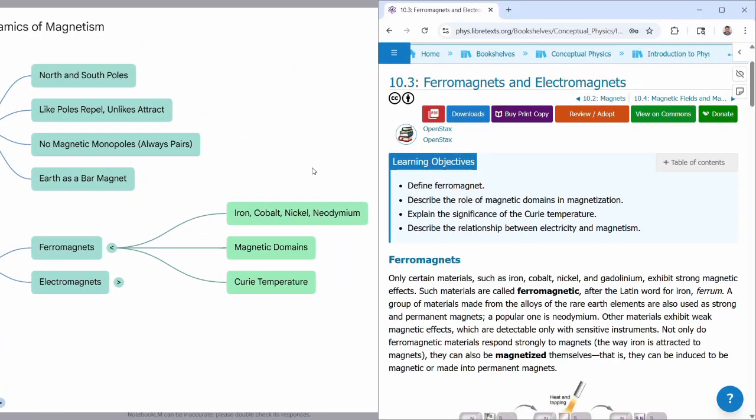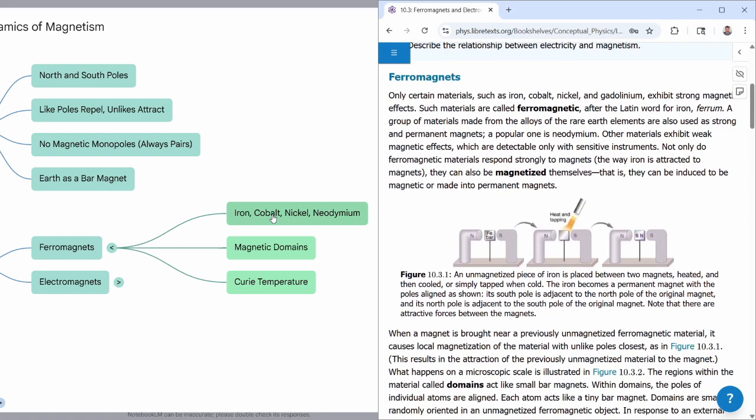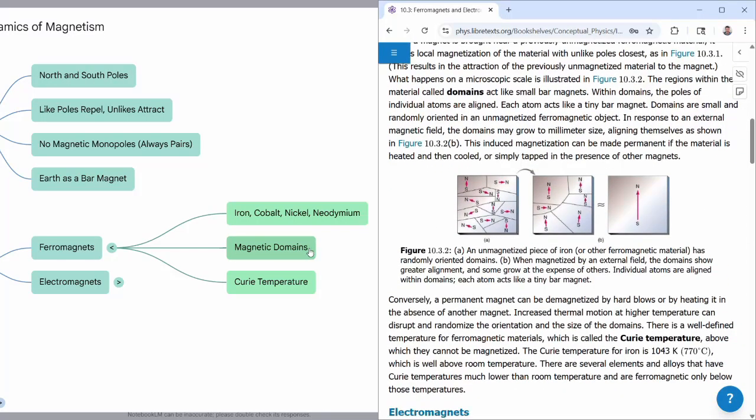again drawing on your experience of things that stick to magnets. Some of your cookware would stick to magnets. Magnetic domain is a way of explaining how ferromagnets are different from other types of materials.